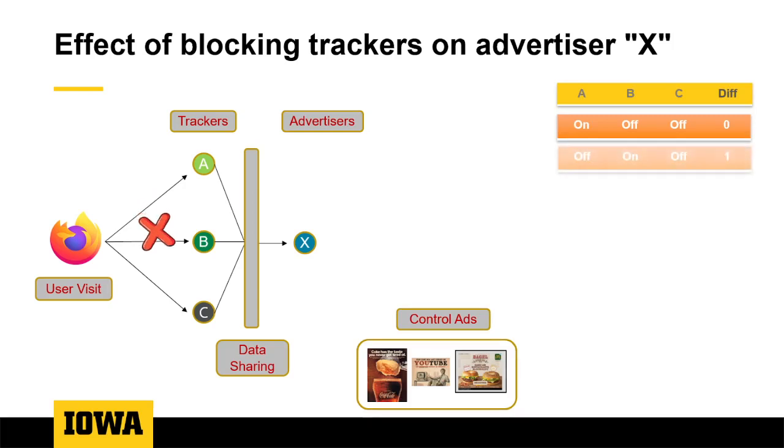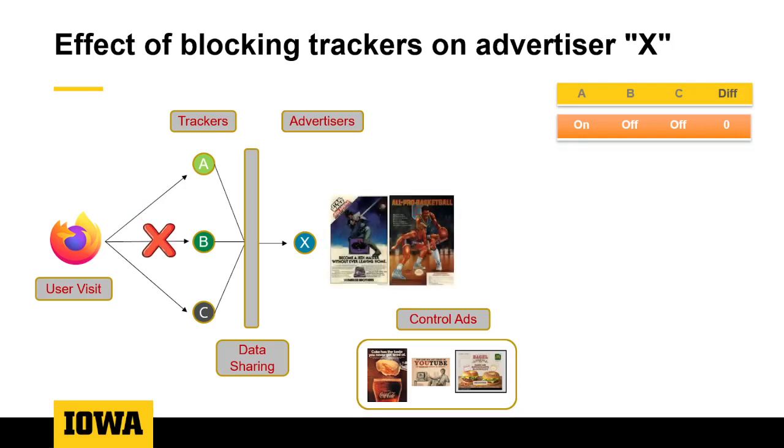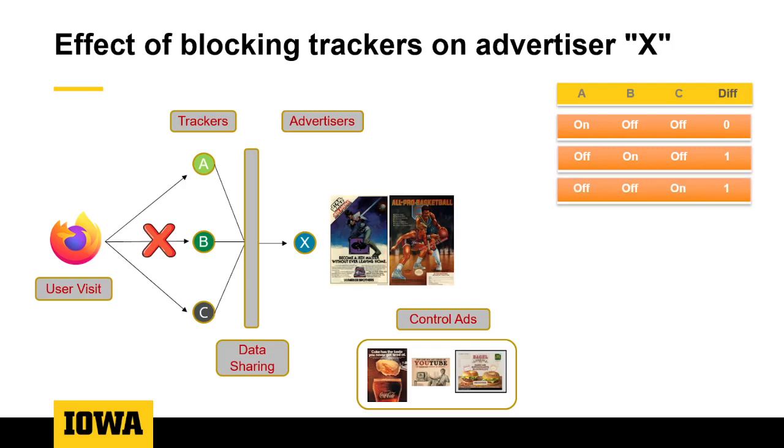We record this in a table as we see no difference. Next, we block tracker B. Now suddenly we see ads that are all sports related. So essentially the advertiser now thinks of this user as someone else. We record this as well as seeing a difference in the difference column. We do all possible combinations of blocking and record how that changes the ads that we observe.